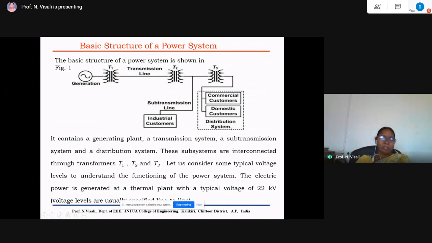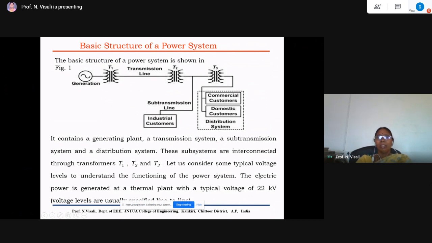So these types of consumers will be connected to the distribution system. Here we already know that the transmission line will not have any tapping or distribution of loads. Only the distribution system side will have distribution of loads and consumer tapping of loads, and the sub-transmission line also will have tapping of loads. These are the big load consumers, and these are the small load consumers. This is the general structure of the power system.